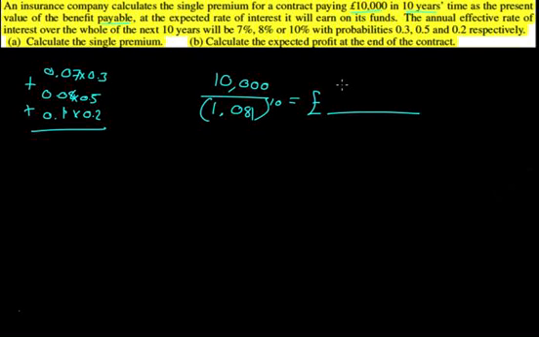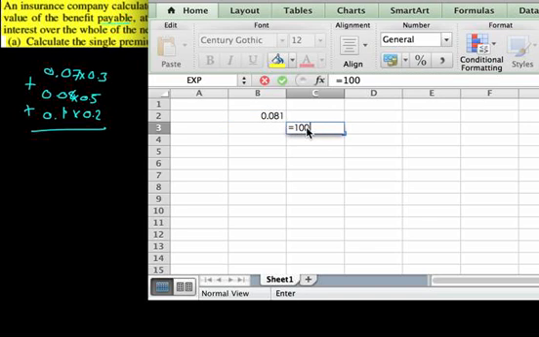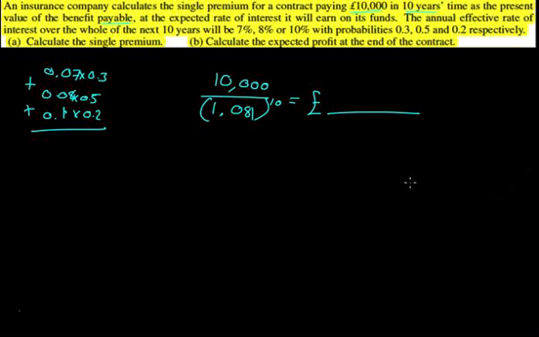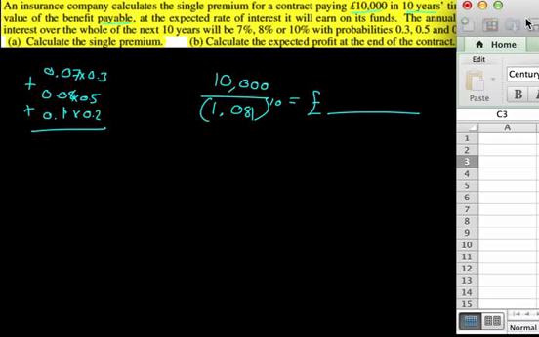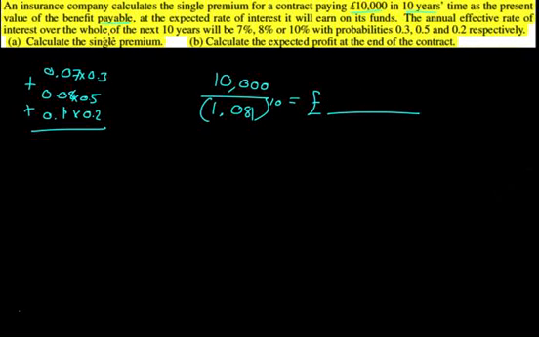Now let's just calculate what the premium is going to be. Here we're just going to go equals £10,000 divided by 1 plus that interest rate to the power of 10 years. And that is £4,589.26. Okay, so that's part A completed.